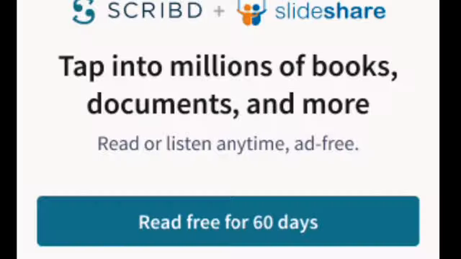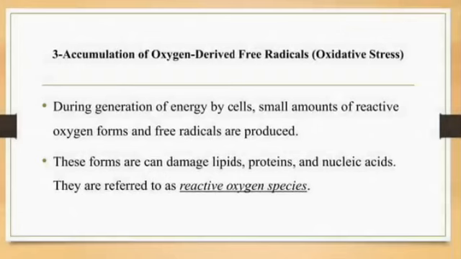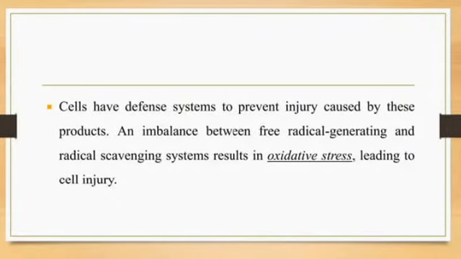Third one is the accumulation of oxygen-derived free radicals, called oxidative stress. During the generation of energy by cells, a small amount of reactive oxygen forms and free radicals are produced. These forms can damage the lipids, proteins and nucleic acids. They are referred to as reactive oxygen species.